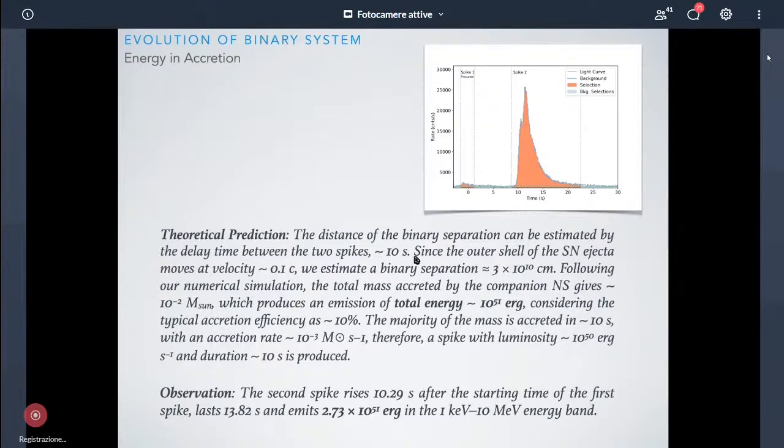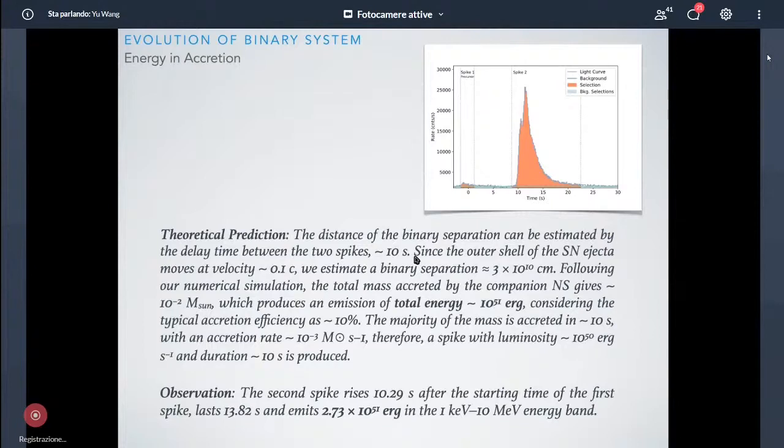Then following our numerical simulation, the total mass accreted by the companion neutron star gives about 10^-2 solar mass in total. This equals an emission of energy 10^51 erg, considering the typical accretion efficiency of 10%. The majority of the mass is accreted in 10 seconds. That's the duration of the second spike.